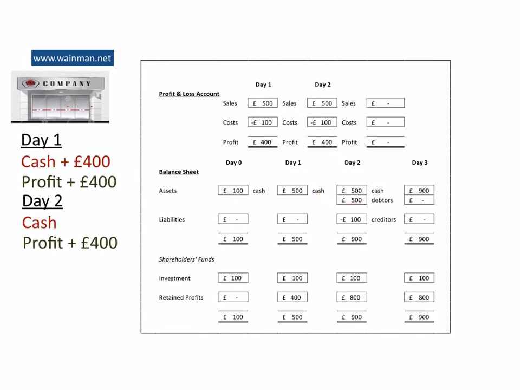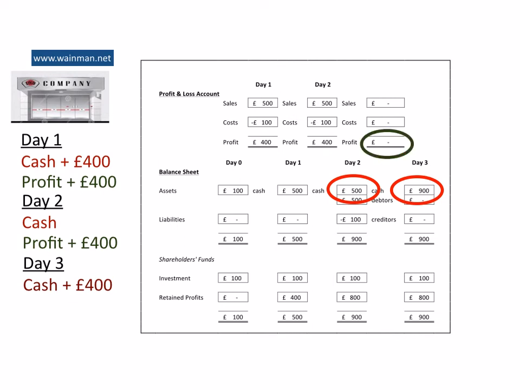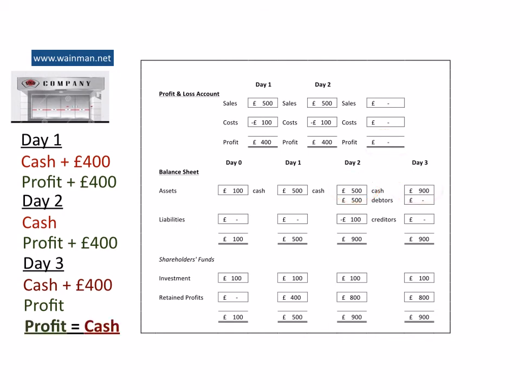And finally, during day 3, we started the day with 500 in cash. We finished with 900 in cash, an increase of £400. But we did not make a profit during the period. And so we now see that profit and cash are not the same thing. It is possible to make a profit without generating any additional cash, as happened on day 2, and it is possible to generate cash without making a profit, as happened on day 3.